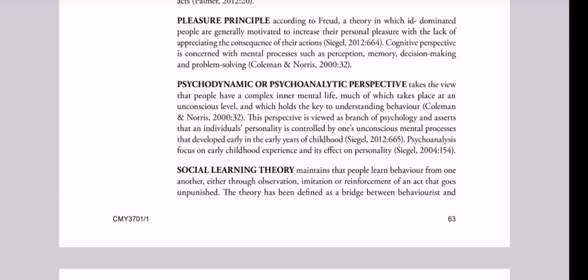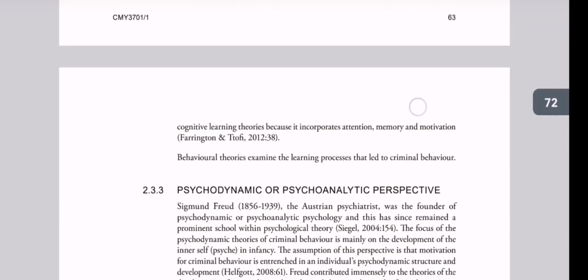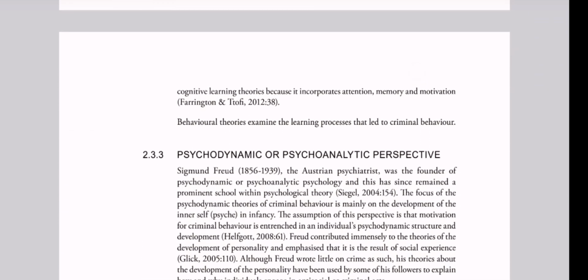Social learning theory maintains that people learn behavior from one another, either through observation, imitation, or reinforcement of an act that goes unpunished. The theory has been defined as a bridge between behaviorist and cognitive learning theories because it incorporates attention, memory, motivation. Behavioral theories examine the learning process that led to criminal behavior.